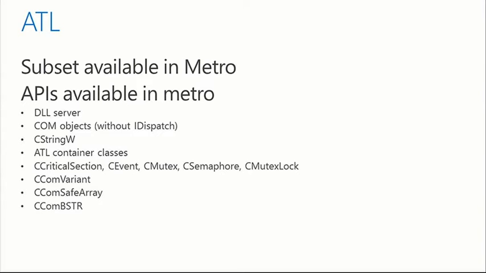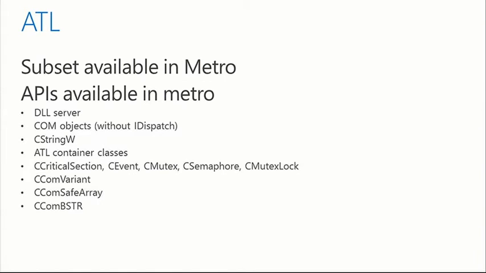ATL, again, a subset of the APIs are available. And here I'm talking more about what APIs are available, because it's a smaller subset than CRT. So you can write a DLL server with ATL. You can have COM objects. We don't support IDispatch under Metro in ATL. We support only CStringW for the same reason I talked about earlier about wide strings.